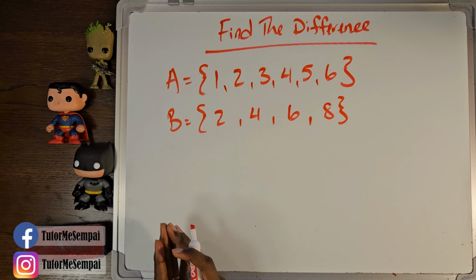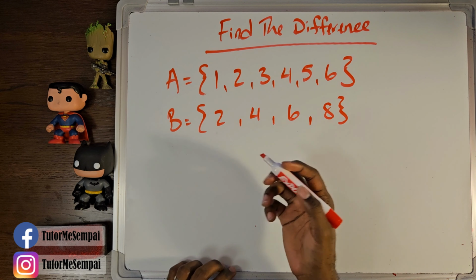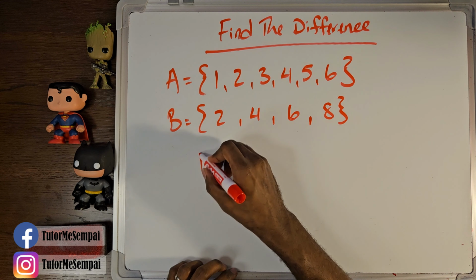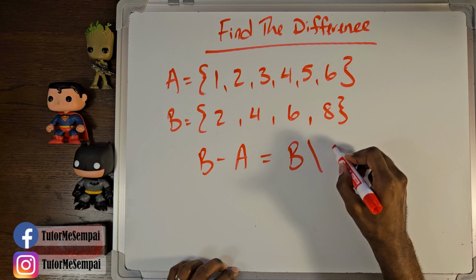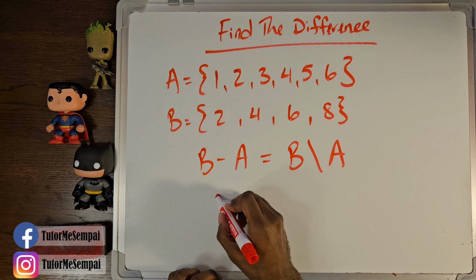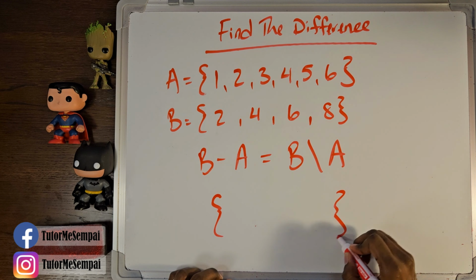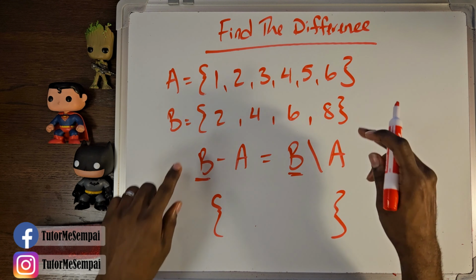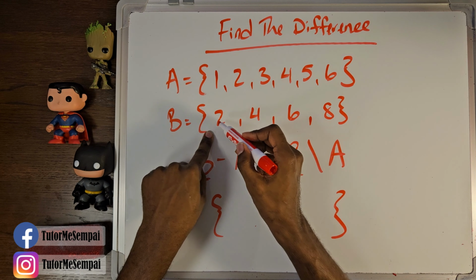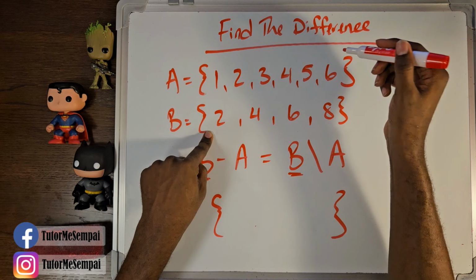But what if you want to do B minus A? Are we going to get the same thing, or are we going to get something completely different? Now we want to do B minus A, which is going to look like this. What's going to be our resulting set? So we first start with B now. B is our leading set. We're focused on B. And we look at B and take out everything that's also in A.